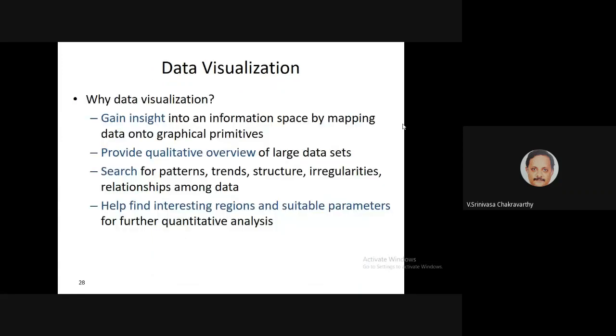So why do you want to visualize data? First of all, to gain insight into the information space, by mapping numbers onto some kind of graphical primitives. Then to provide a qualitative overview, because if you just look at a spreadsheet, it's very difficult to understand what's happening with the data. But if you look at some pictures, you can get some qualitative understanding of the trends in the data. Then look for patterns, trends, structure, etc. when you depict it in some visual form, or look for interesting regions and suitable parameters, etc.